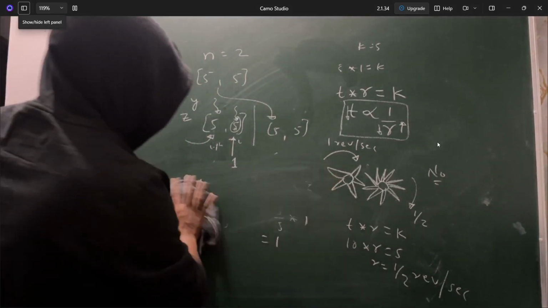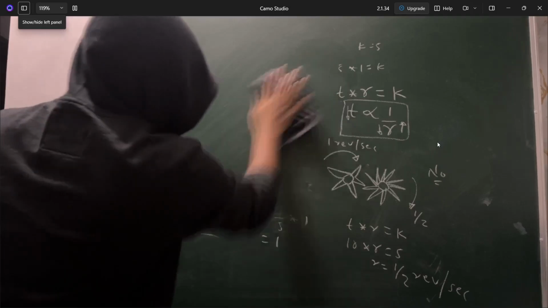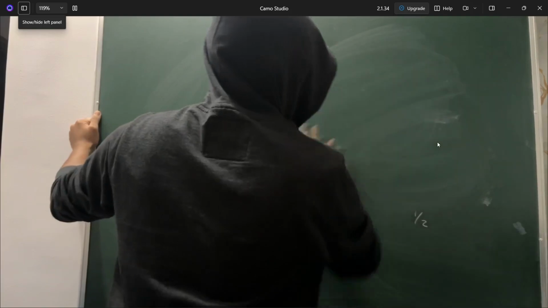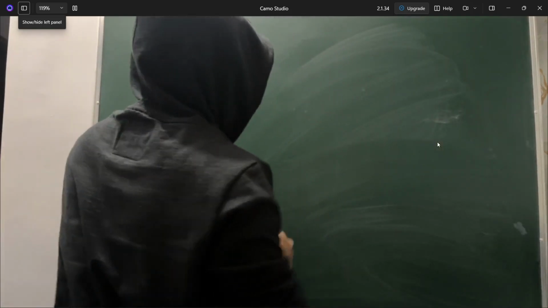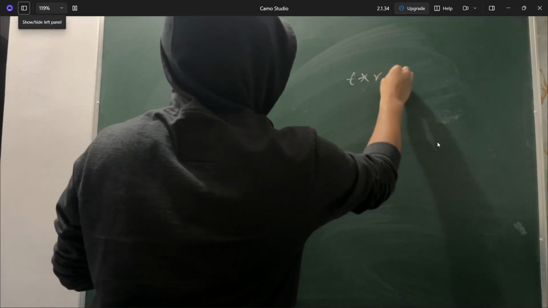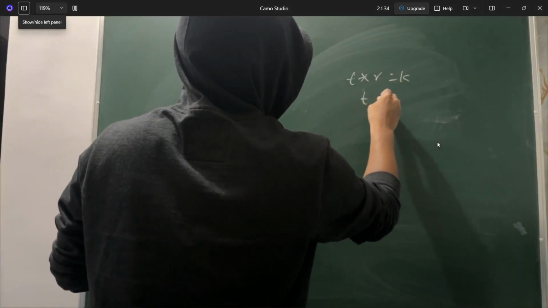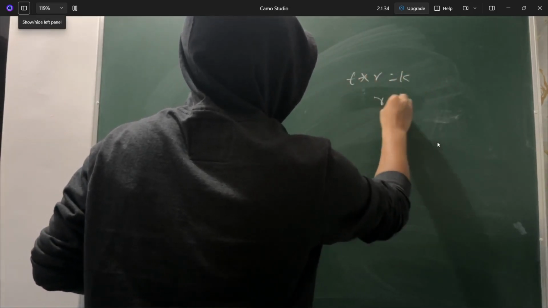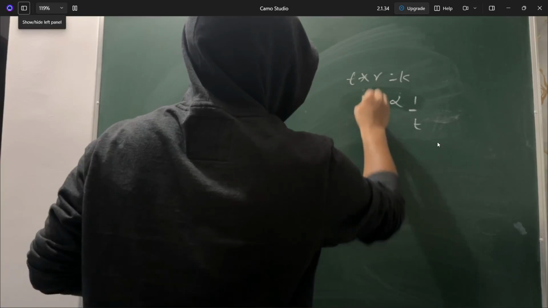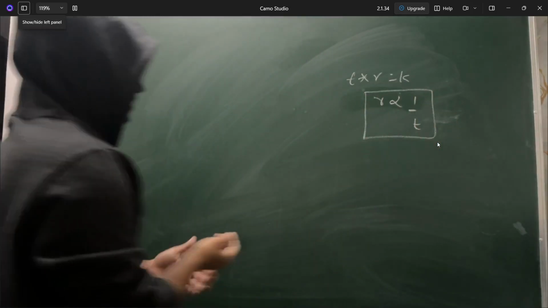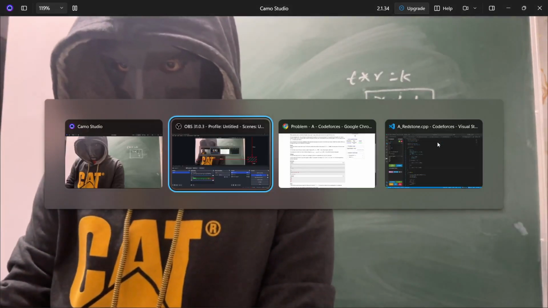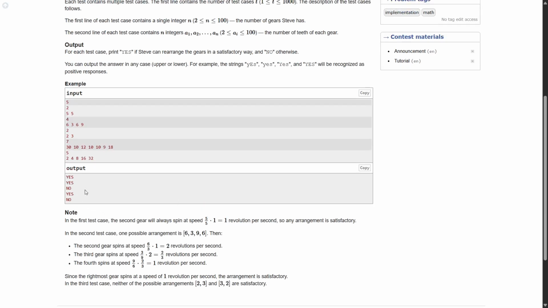Let me try to take one more example and explain it to you. This is T into R is equal to K, and T is inversely proportional to R, or you can write this also as: R, the number of revolutions, is inversely proportional to teeth. So in the first case it is yes.